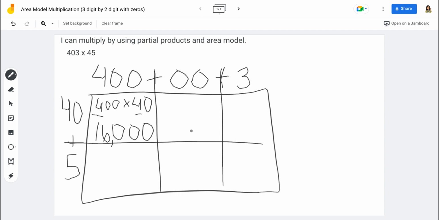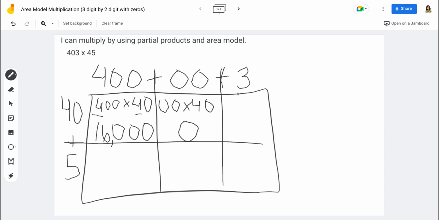All right, let's do our other box. We talked about this one. This is a 0, right? So I know anything times 0 is going to be 0. So 0, I can even still write that, 0 times 40. Well, that is just going to be a big old 0.